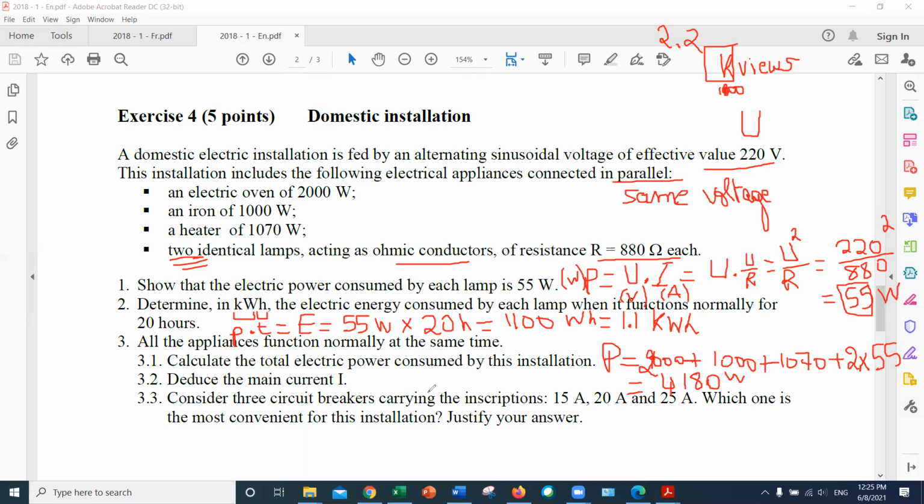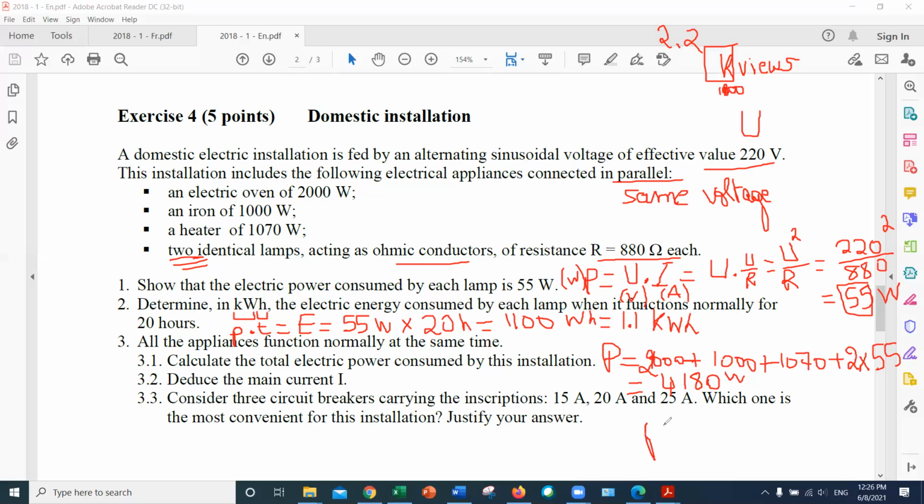Deduce the main current I. So how can I find the current I? It's U over R, for example for a lamp. So either I get the current of the lamp by itself, the current of the iron by itself, the oven by itself, etc. But we don't know if these act as ohmic conductors, so we don't know if we can apply Ohm's law. So what should we do?